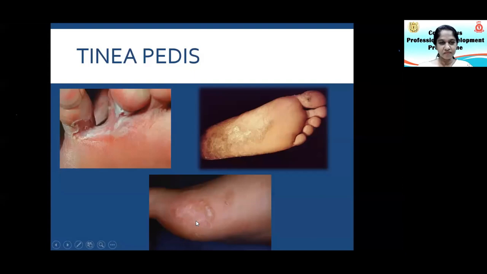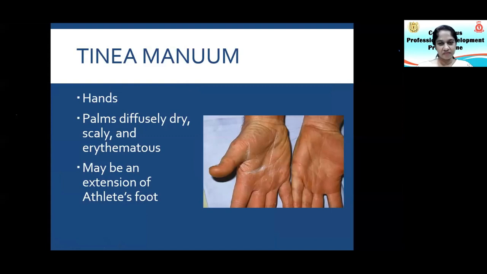Then tinea manuum is tinea involving the hands. Usually one hand is affected, and one can get mild erythema, which may not be obvious in our type of skin, and scaling. This may usually be an extension of athlete's foot. When the person has tinea on the feet, they tend to get tinea on the hands as well.